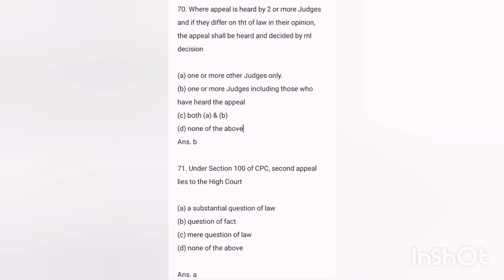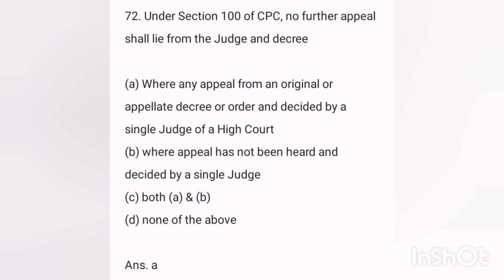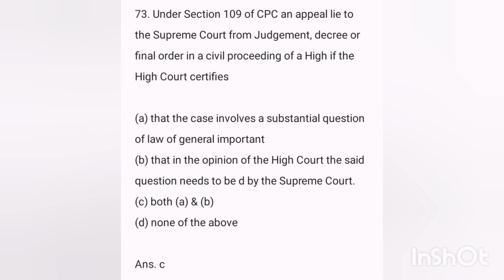Next, under Section 100 of the CPC, second appeal lies to the High Court. Answer was A. Substantial question of law. Next, under Section 100 of the CPC, no further appeal shall lie from the judgment and decree. Answer was A, where an appeal from the original or appellate decree or order is decided by a single judge of a High Court. Next, under Section 109 of the CPC, an appeal lies to the Supreme Court from the judgment, decree, or final order in a civil proceeding of the High Court if the High Court certifies. Answer was C, both A and B.